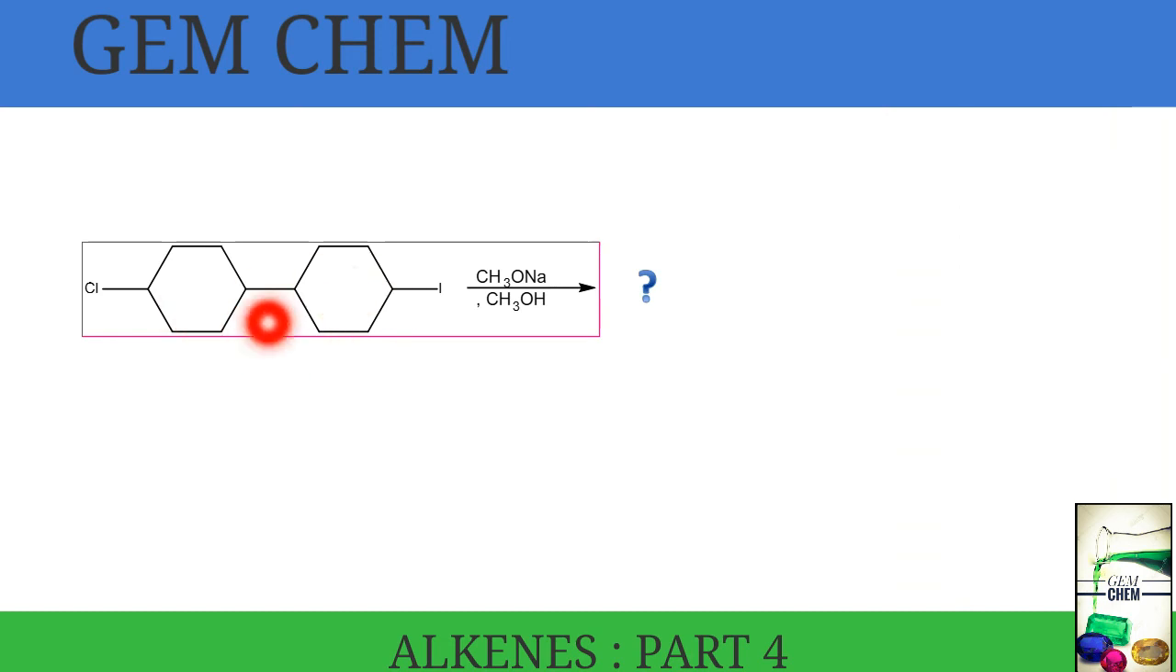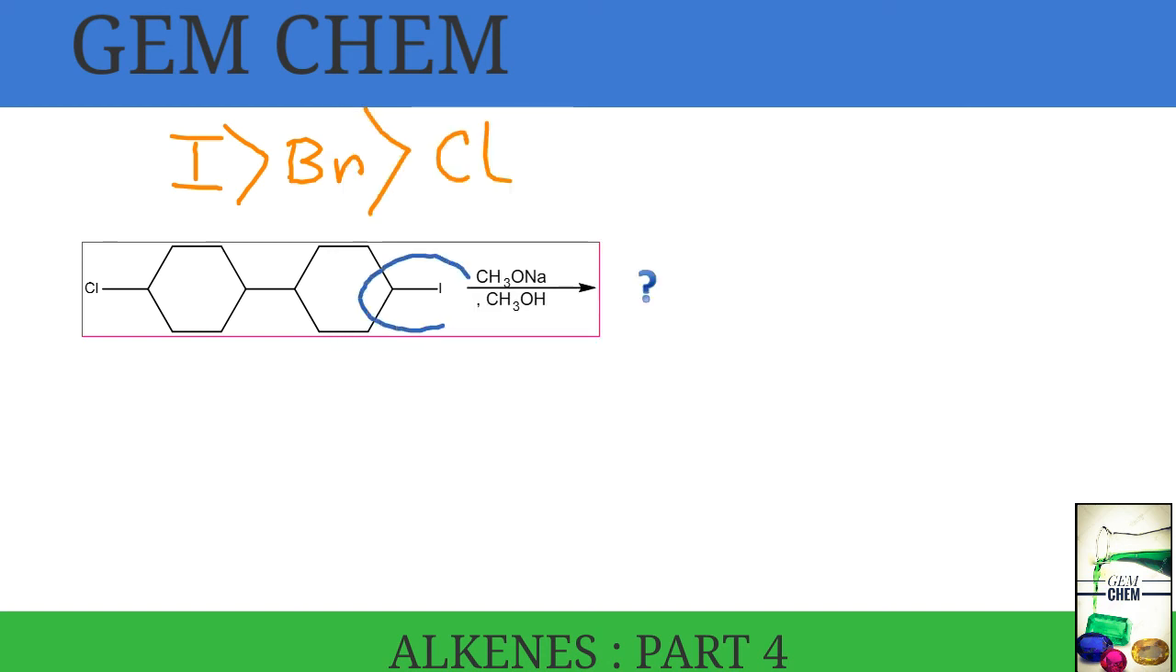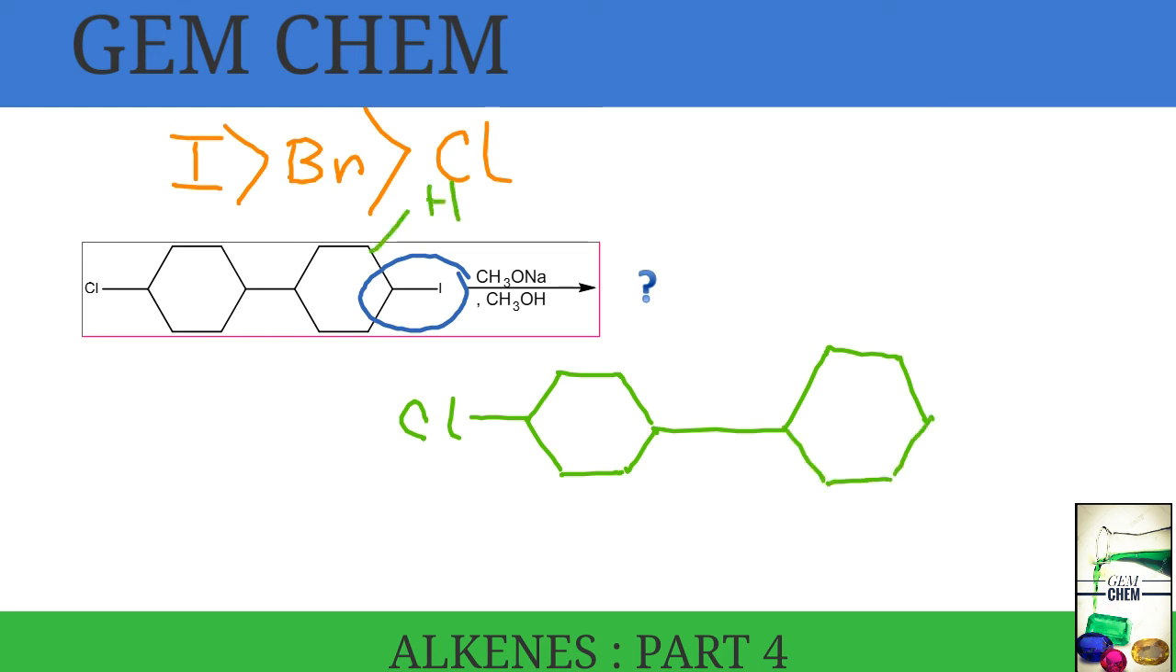Now see this question. What will be the answer in this case? We can see that there are 2 halide ions, iodine here and chlorine here. Which one will come out? We know the reactivity of iodine is greater than bromine and greater than chlorine, so from here we can understand that iodine is going to come out. What do we expect to be the product? This one will be our product. Here chlorine will remain as it is, and the iodine and a hydrogen present here will leave to give this product.